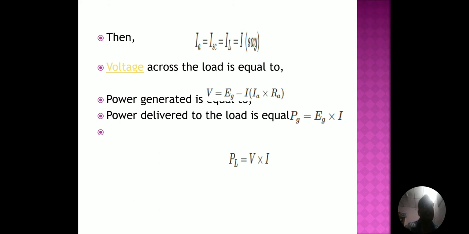The voltage across the load is V is equal to Eg minus I into Ra, where Ra is the resistance of the armature. Power generated is equal to Eg into I. Power delivered to the load will be given as PL is equal to V into I, where V is the voltage across the load and I is the series current.